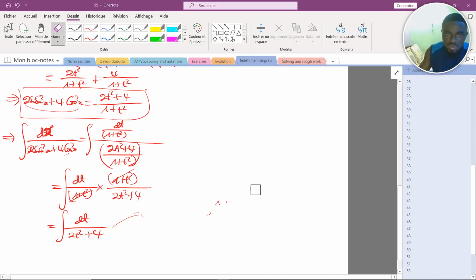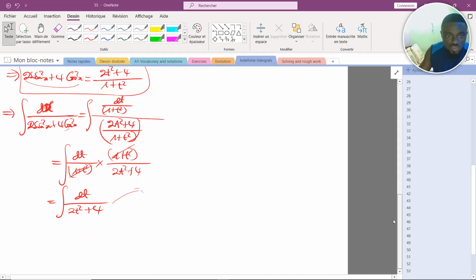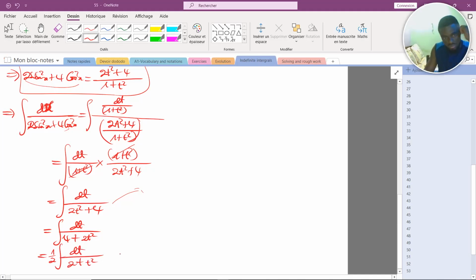So let me wipe this. I'll write this back first. Be very careful. This is not what you are supposed to make 1 first. So I will write it back first in this one: 4 plus 2t squared. Now, I will factorize. I can factorize 2 here, because there is a 2 that's common, for me to simplify things. That will be a half into the integral of dt all over 2 plus t squared. Is that okay?